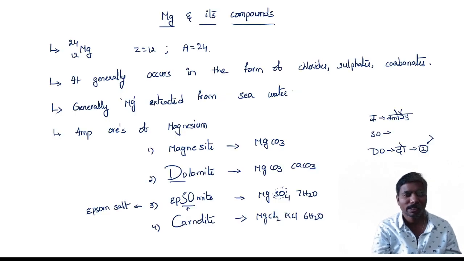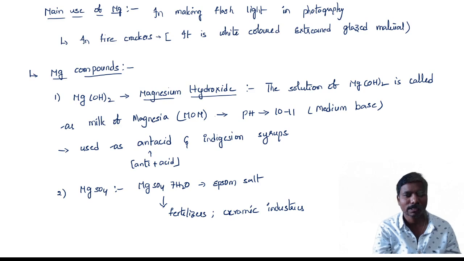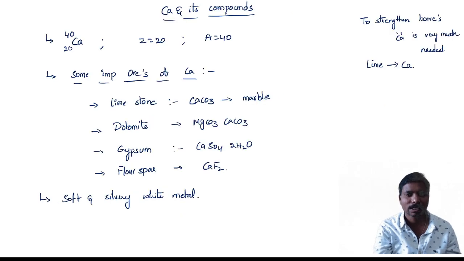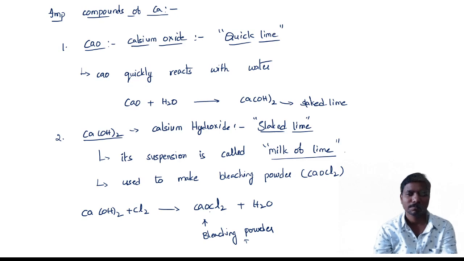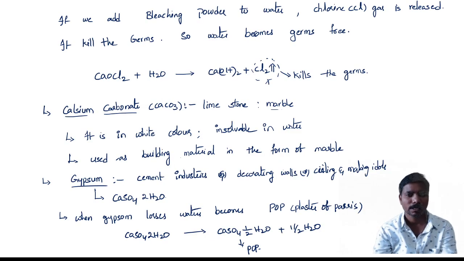And now coming to magnesium: magnesite, dolomite, epsomite, carnallite, and compounds magnesium hydroxide and Epsom salt. Calcium compounds and ores of calcium: limestone, dolomite, gypsum, fluorspar, and quicklime, slaked lime, bleaching powder, gypsum, and plaster of Paris. Okay.